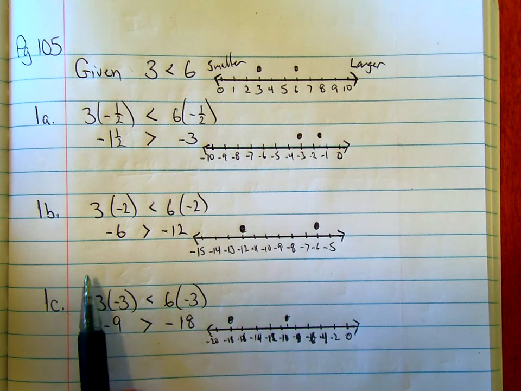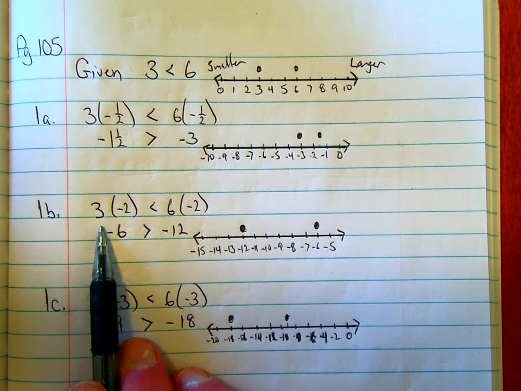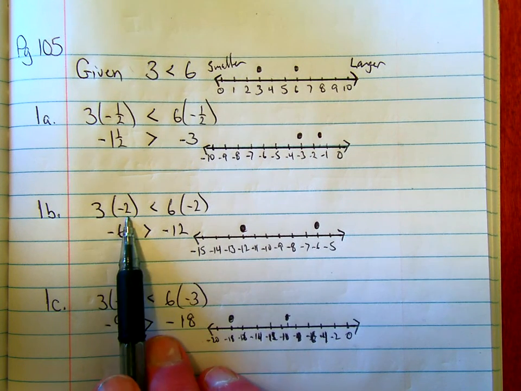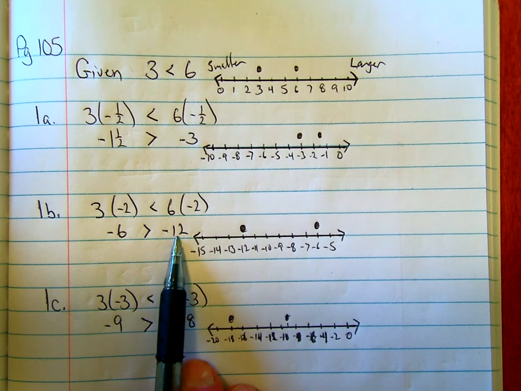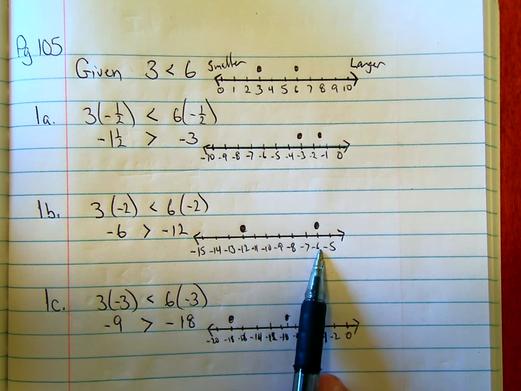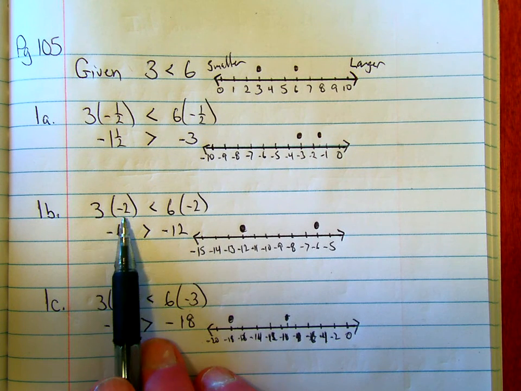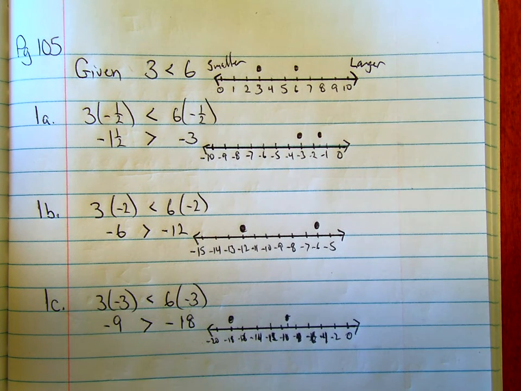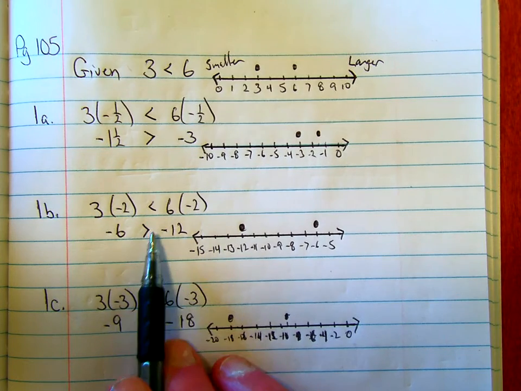On 1b, we're multiplying both sides by a -2. 3 times -2, -6. 6 times negative 2, negative 12. Negative 12 is smaller than negative 6, so our inequality sign flips. We multiplied by negative 2, the opposite of 2, and our sign is turned. It becomes the opposite. Less than turned and became a greater than.